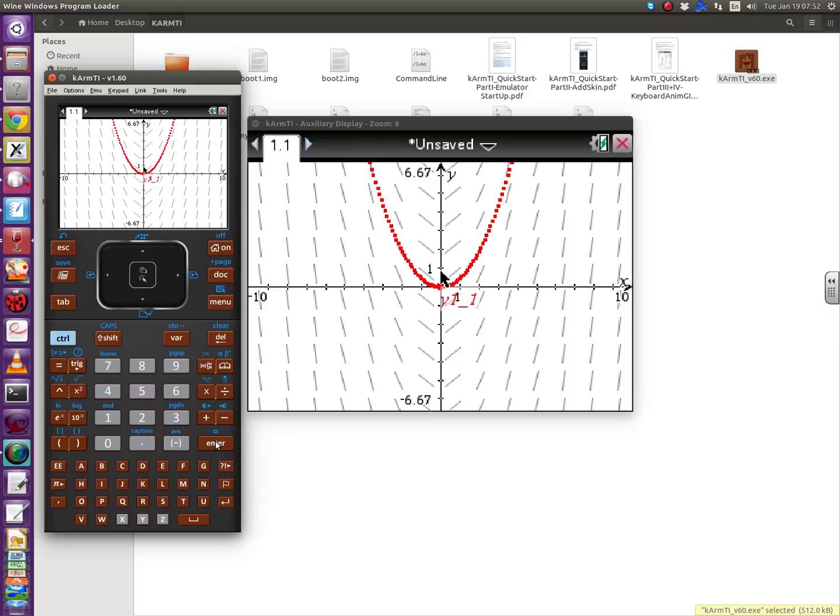These are not functions of t. These are functions of x. I'm thinking the T89 did that. The 89 and the nSpire are almost identical as far as software is concerned. So that's unusual, but there you go. All right, questions on how that works?